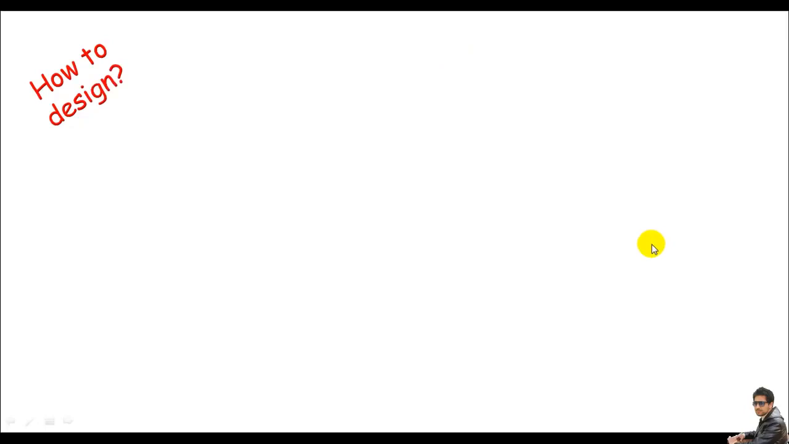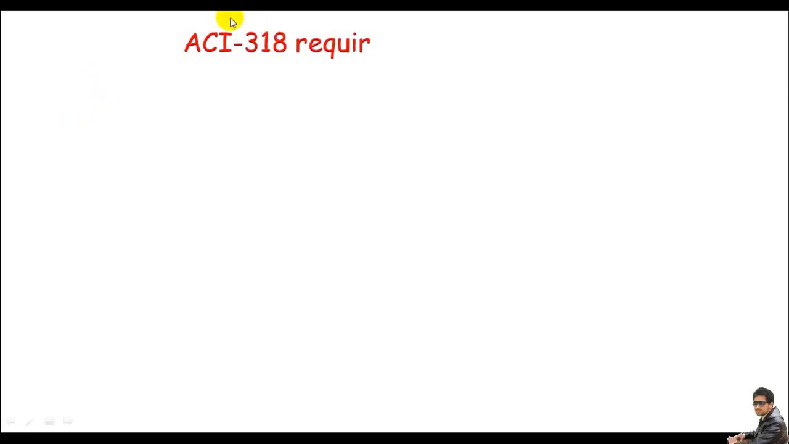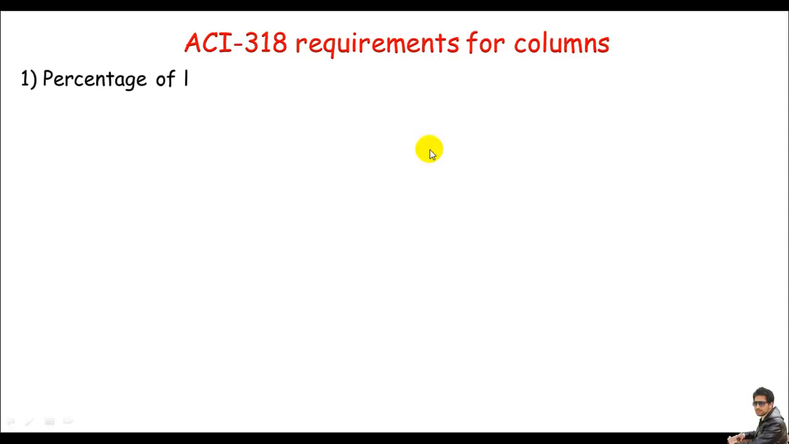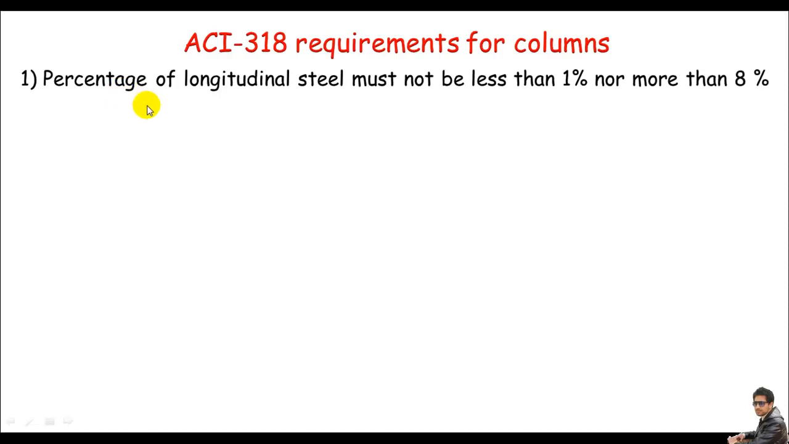But how can you design if you don't know about the different requirements of columns? So I just want to spend a little time on ACI 318 requirements for columns. This will of course help us in design, okay? And the first thing I want to explain is the percentage of steel. According to ACI 318, the percentage of main steel must not be less than 1%, nor more than 8%. This is a good ratio for design.